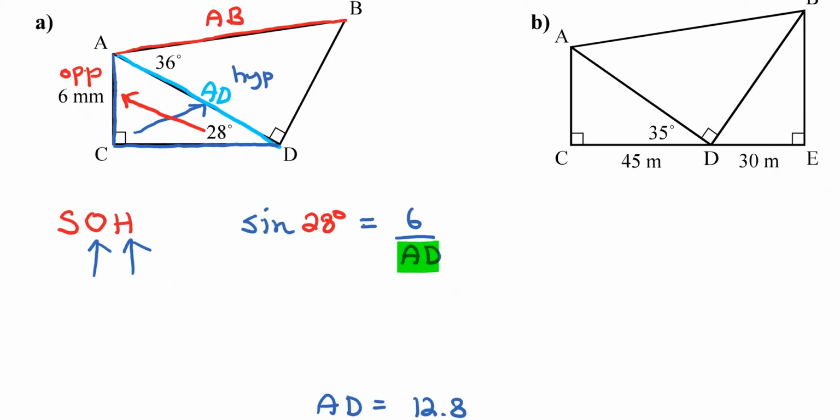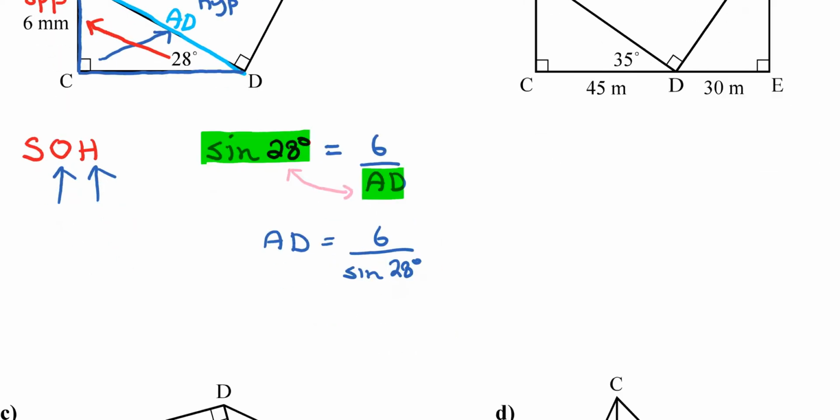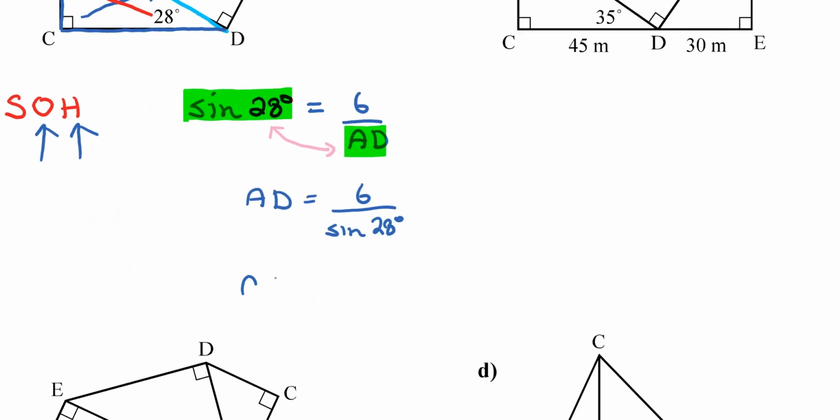You can do that by simply interchanging sine 28 degrees with AD. You can just switch these two expressions. So AD will be on the top left now, and sine 28 degrees will be on the bottom. And then from there, you would go to your calculator and input 6 divided by sine of 28 degrees, and you get 12.8 millimeters.